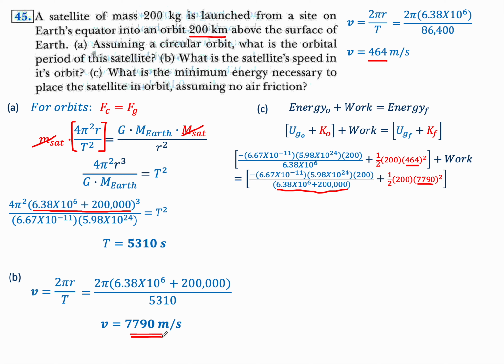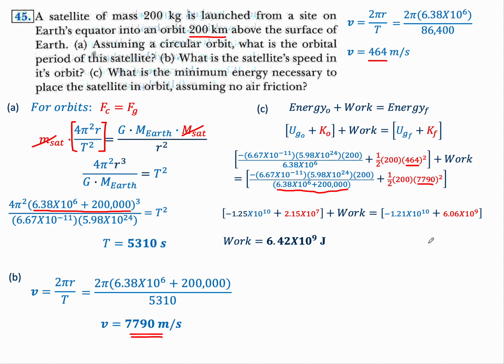Doing the math separately this time, just because I can't do it all at once, you can calculate the GPE and KE for both of these. And then finally solving for the work, just doing the algebra, the last part, you'll discover the work required to put it in orbit is 6.42 times 10 to the 9th joules.